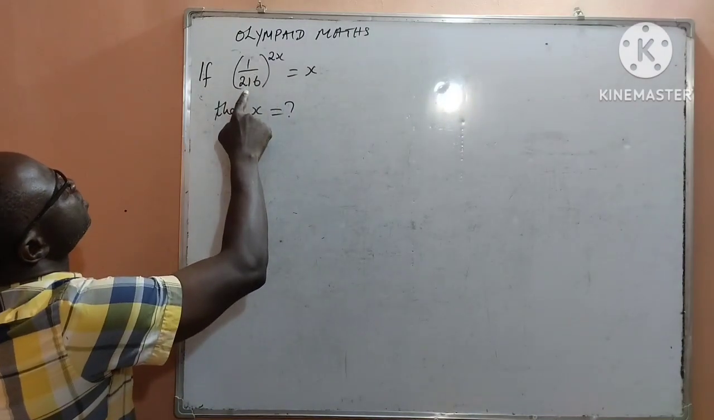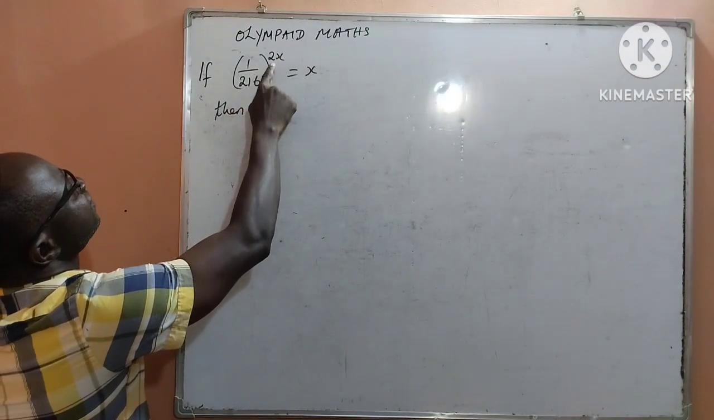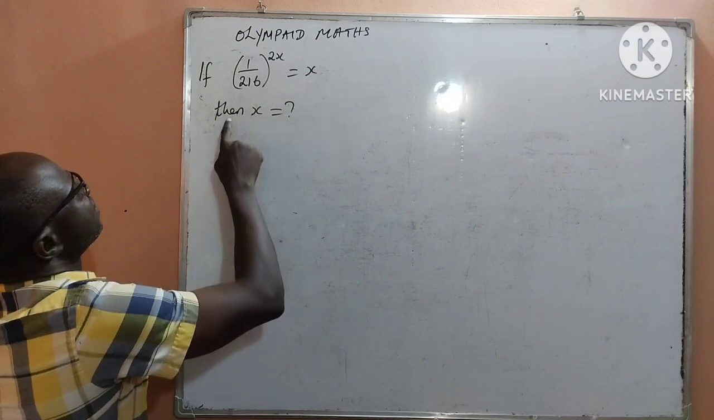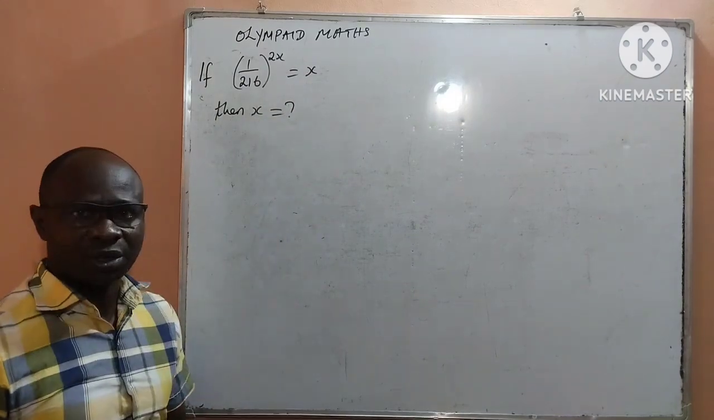If (1/216)^(2x) = x, then x is equal to what?